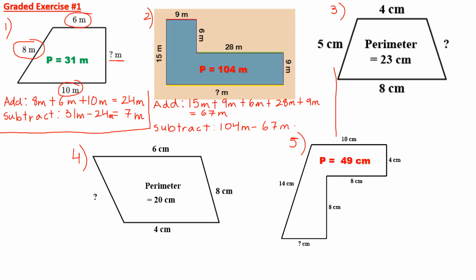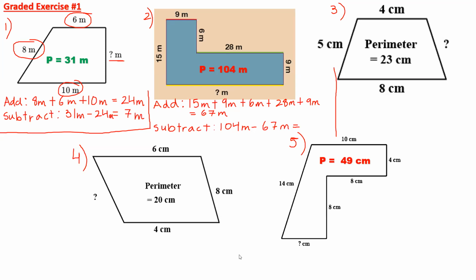34. 104 minus 67. You got 33, Dion? So 104 minus 67 is 33. Dion, that's what you got? You sure? What do y'all have for number two?